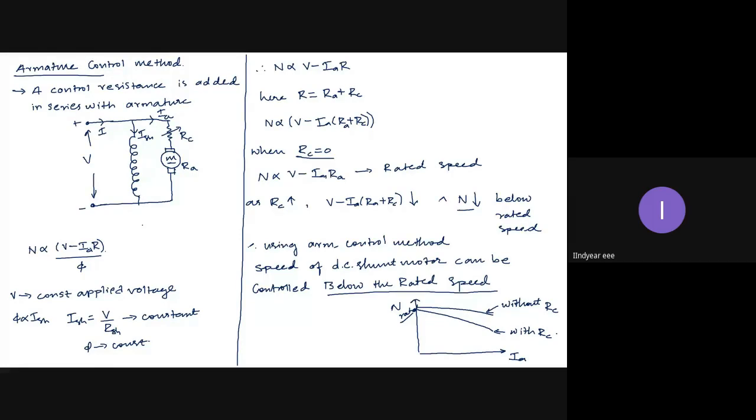Now these two mechanisms, the advantage is nothing much, because the problem with this method is I am adding a rheostat in series with the armature, and armature current is very large. It depends upon the load. So this is actually a disadvantageous method, as it incurs a large amount of copper losses in the armature.